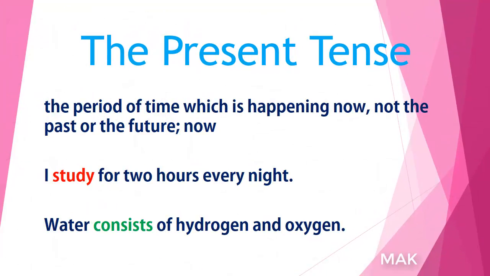The present tense: the period of time which is happening now, not the past or the future. For example, I study for 2 hours every night. Water consists of hydrogen and oxygen.